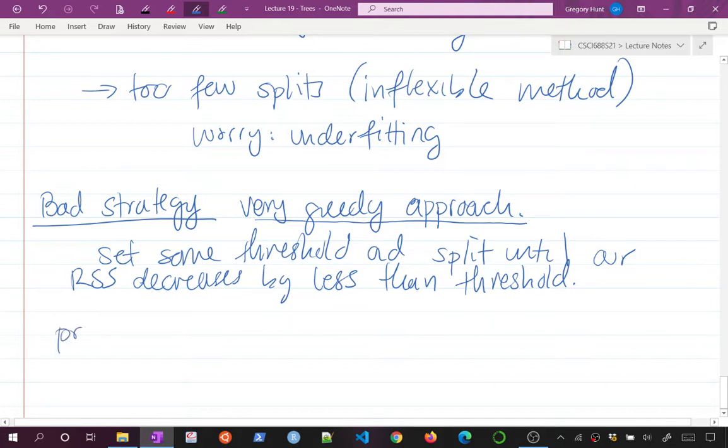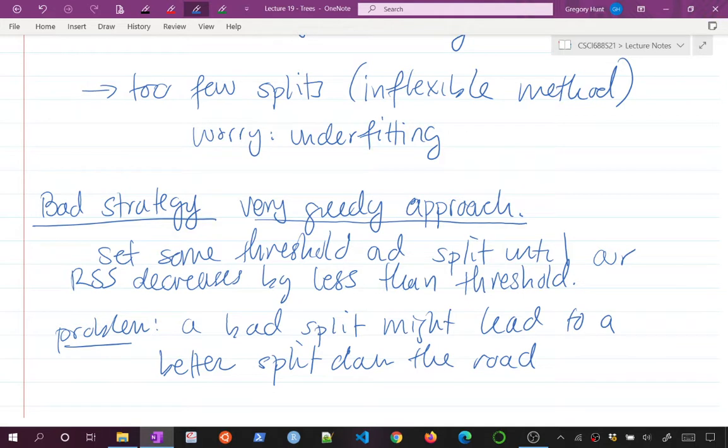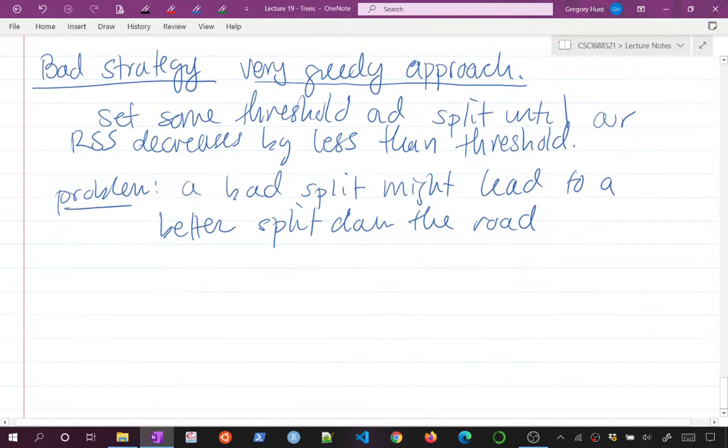The problem here is that a bad split that only decreases my RSS a little might lead to a better split down the road. And this is not particularly unique to trees. It's just a problem of a greedy approach, which is that a bad decision early on might lead to a better globally optimum solution later on. And so this straight up greedy approach is not typically what's used.